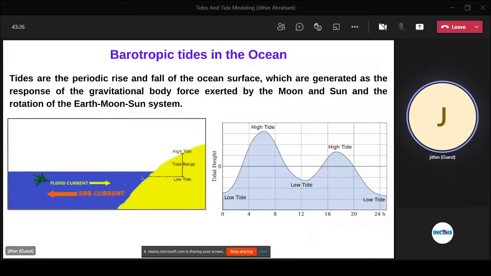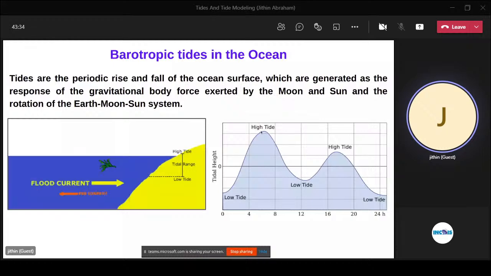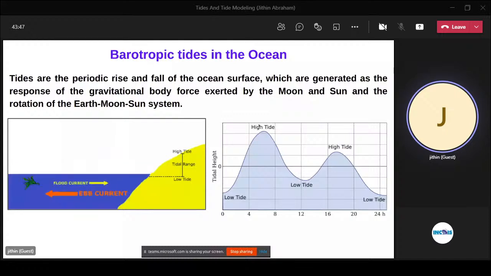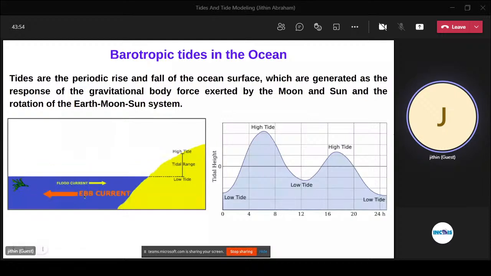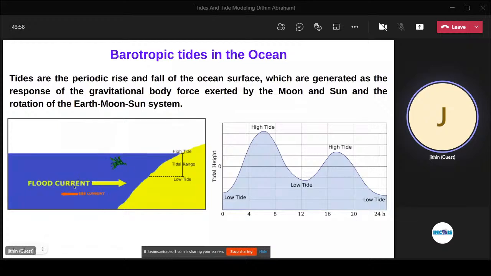Here you can see the time evolution of sea surface height during each period of tides. There is a low tide period, and when the elevation is maximum, it is called high tide. Associated with this vertical movement of the sea surface, there is also horizontal movement of the water body. It is called tidal currents.